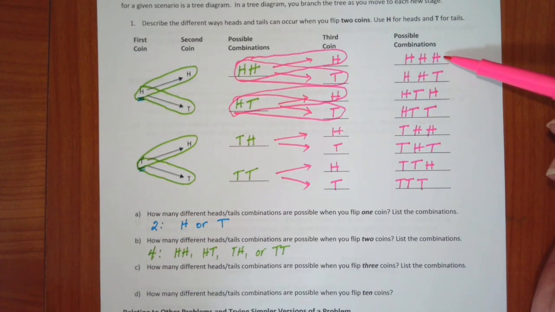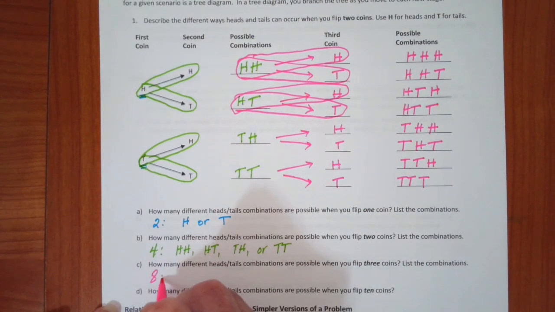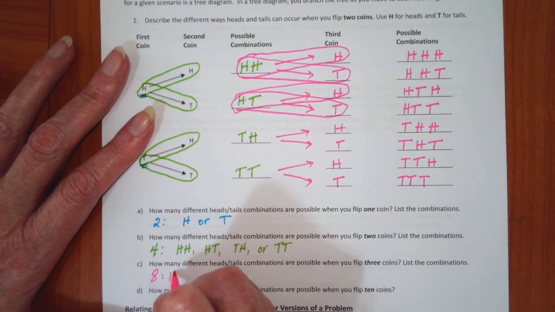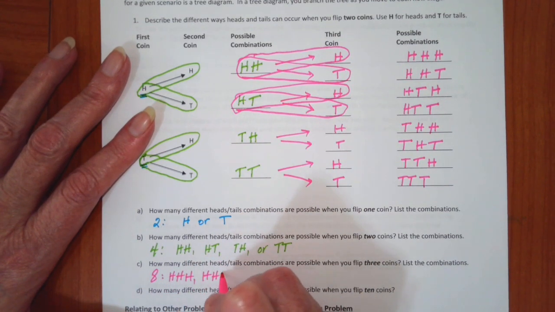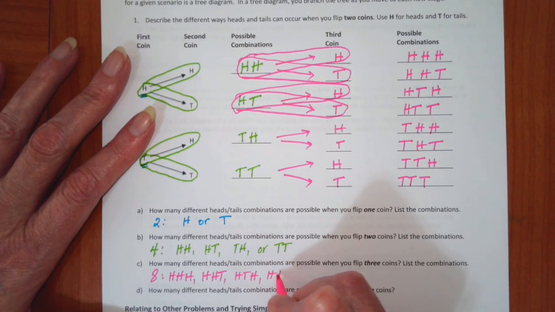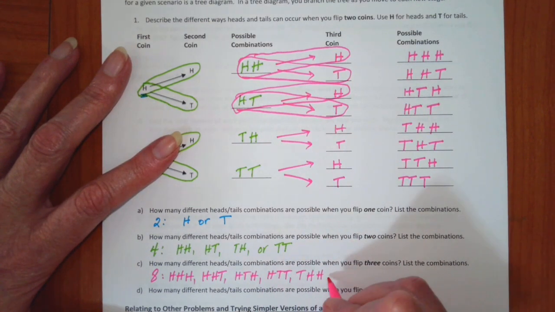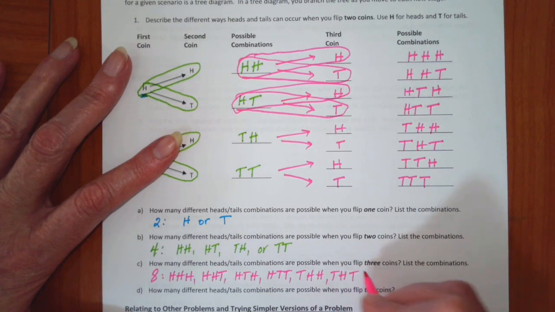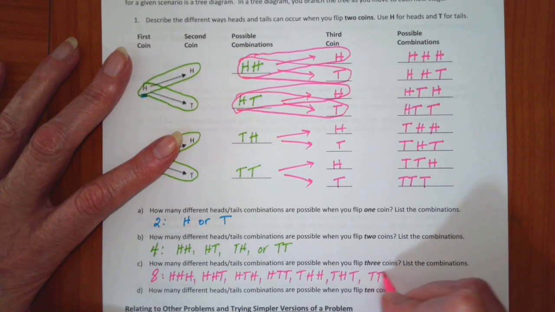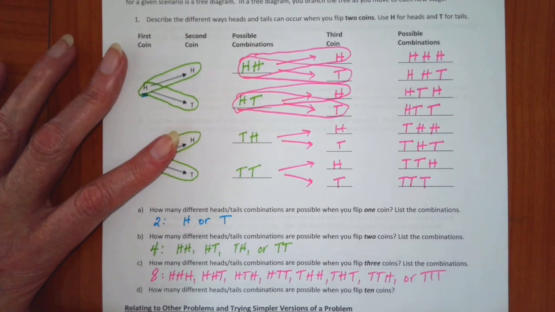So if I count these up, there are 1, 2, 3, 4, 5, 6, 7, 8 combinations. 3 heads, head, head, tail, head, tail, head, head, tail, tail, tail, head, head, tail, head, tail, tail, tail, head, or tail, tail, tail.